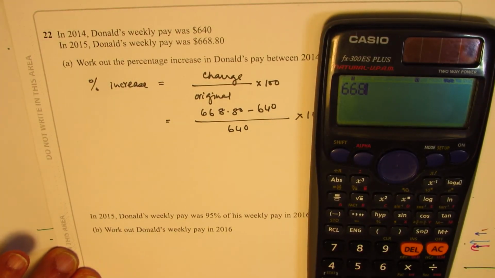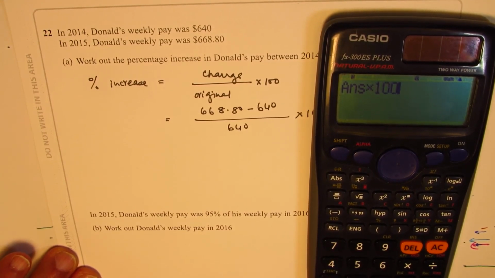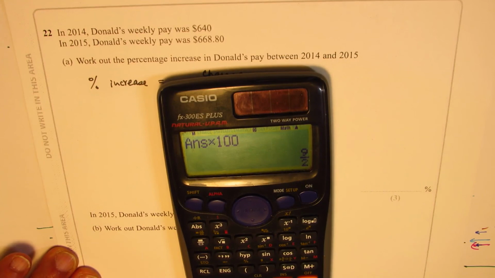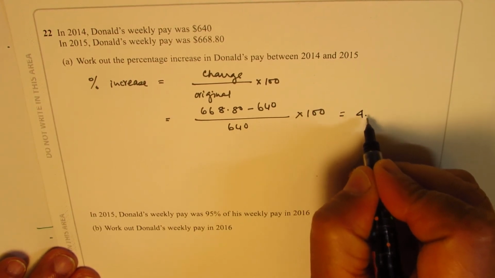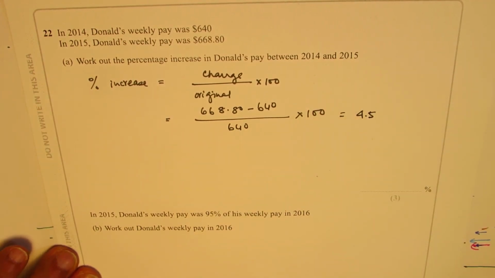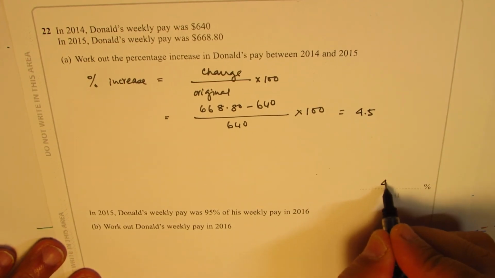So it is 668.80 minus 640, divided by 640, times 100. So that gives you 9/2. So let's do it in decimals, which is 4.5. So we have a percentage change of 4.5%.